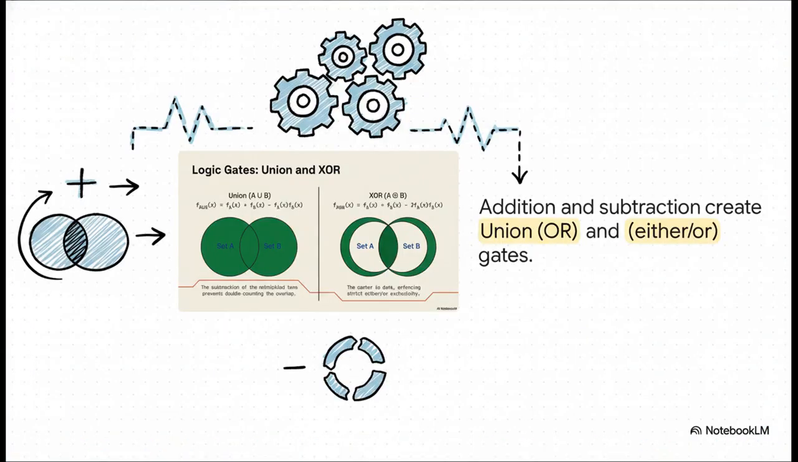And then, just by sprinkling in a little addition and subtraction, we can build the other gates. The formula for OR, a union, makes sure you count everything in either set, but you don't double count the stuff in the middle. And the formula for XOR creates that really strict either-or-but-not-both condition by subtracting out that middle overlap twice.